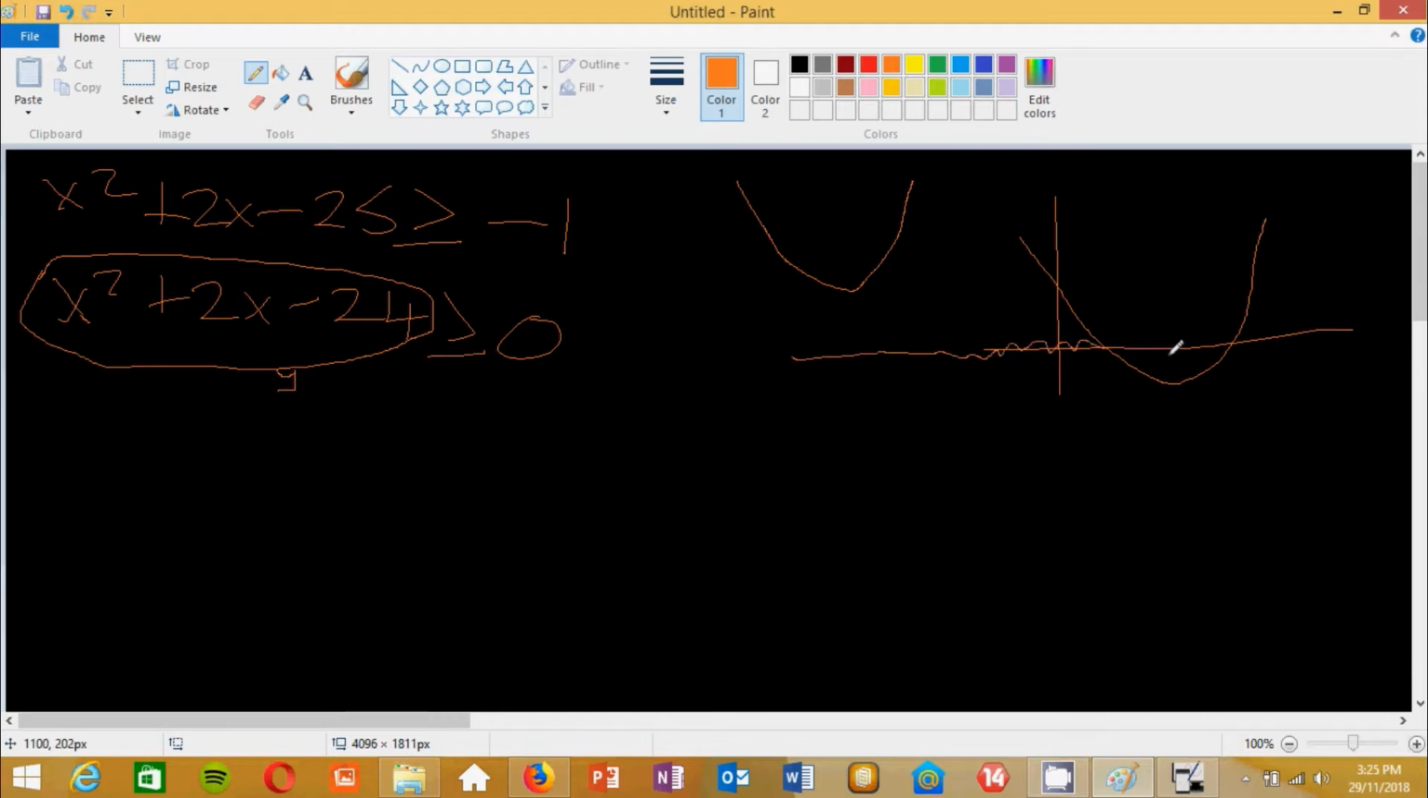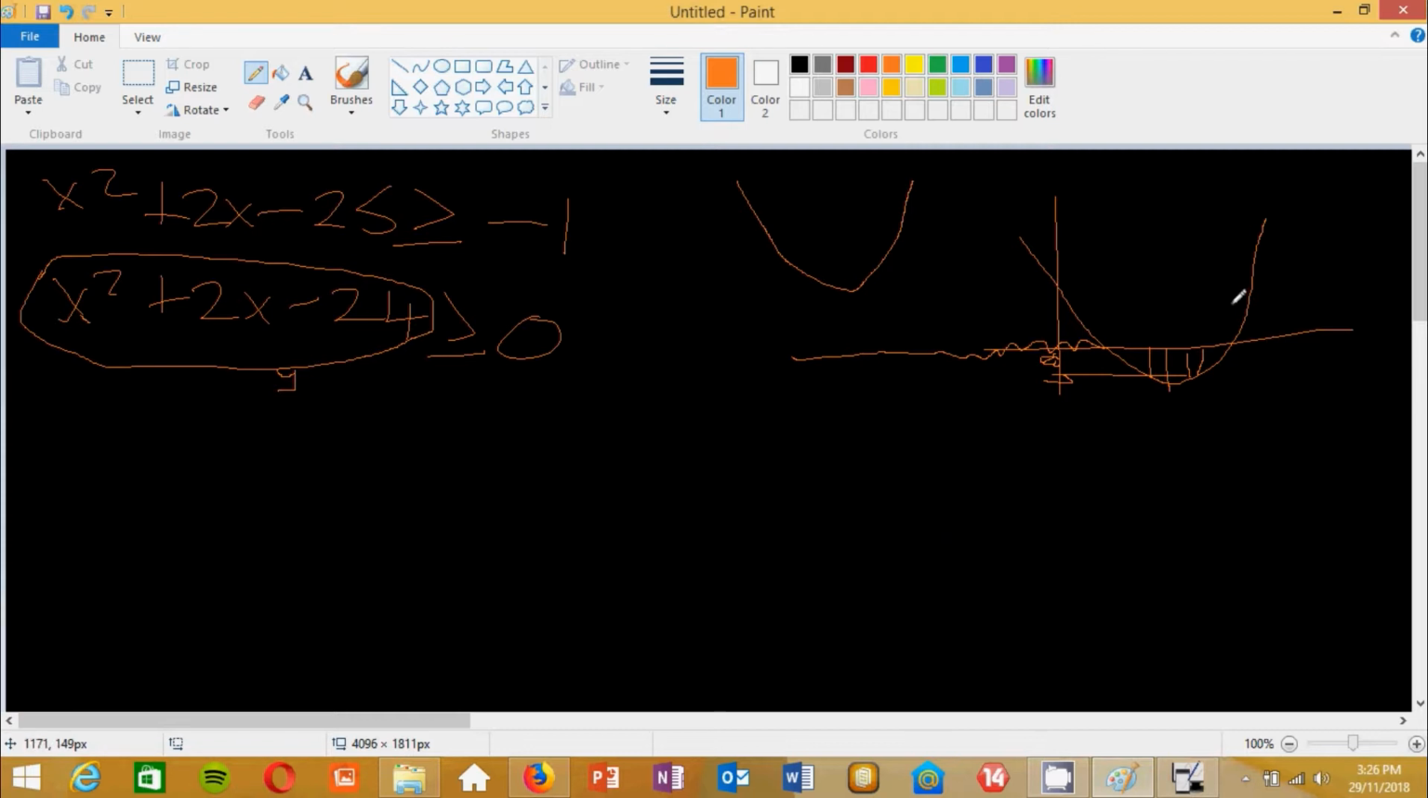If I come into this region here and pick any x-coordinate of this graph in this region, all my y values are less than 0, because this is where y is equal to 0. If I pick these coordinates right here and move down to where they touch the graph, all the y coordinates here are less than 0. But if I pick this side of the graph, this side is greater than 0. So all the x values on this side of the graph will satisfy this quadratic inequality.